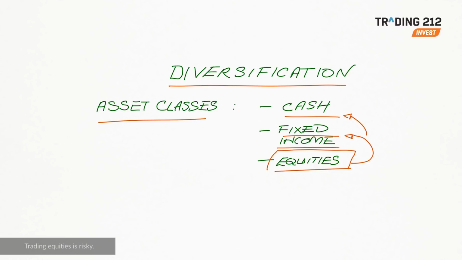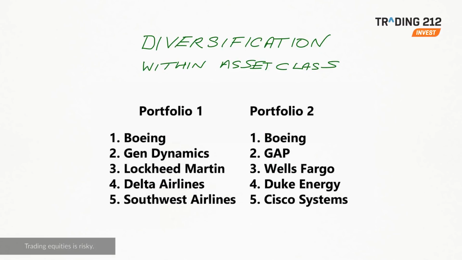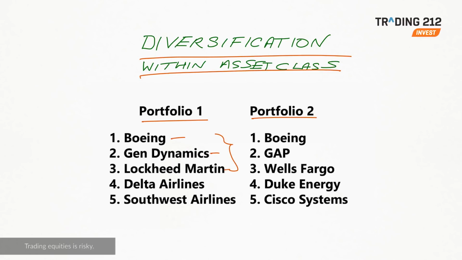But we can also diversify within asset classes, diversifying what types of equities we buy. So let's have a look at that. To illustrate diversification within an asset class, let's look at 2 sample portfolios. The first of which is not well diversified. It has Boeing, General Dynamics and Lockheed Martin. They're all in the same industry, the aerospace and defense industry. Delta Airlines and Southwest Airlines are in a different industry, the airlines industry. But all of these are within the same sector, the industrials sector.